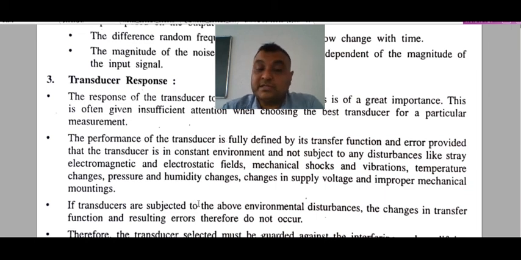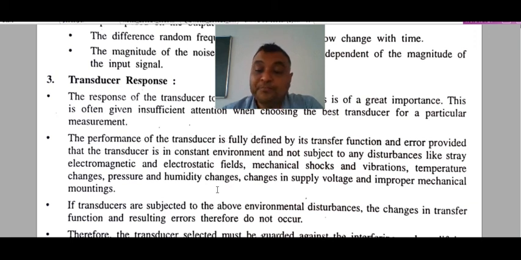Students, what this says is that if your transducer is placed and nearby one more electrical instrument is placed, then the static field of that other electrical instrument can also affect your transducer.